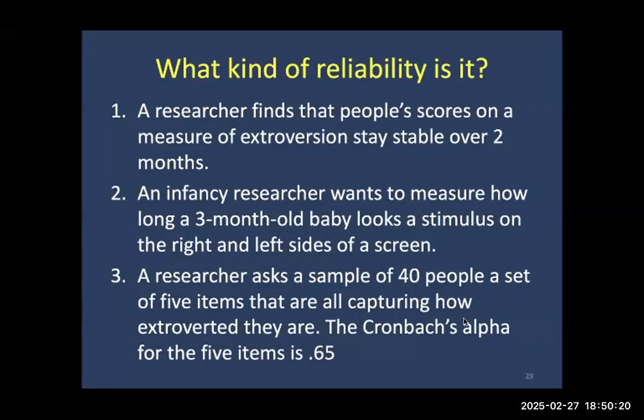A researcher asked a sample of 40 people a set of 5 items that are all capturing how extroverted they are. Cronbach's alpha for the 5 items is 0.65. So what kind of reliability is that? Internal consistency? Yep, you got it. Questions about this? Is there anything about this you do not understand? Okay, let's go with validity.